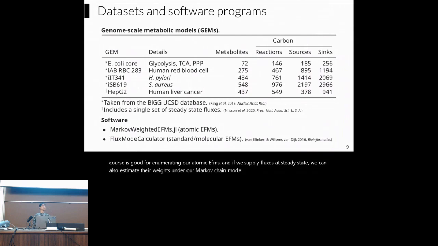So I'll be showing some results for 5 genome scale metabolic models: the core E. coli model, human red blood cell, Helicobacter pylori, Staphylococcus aureus, and that human HepG2 liver cancer cell line from Nielsen Lab that we saw earlier. And that's the only data set present today that contains a single set of steady state fluxes. And we'll be showing results purely for carbon atomic EFMs.